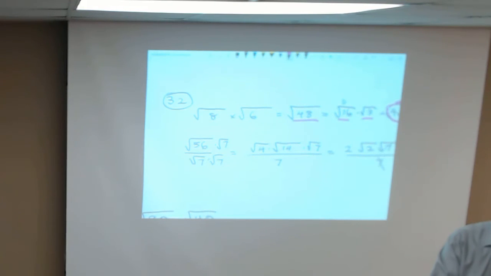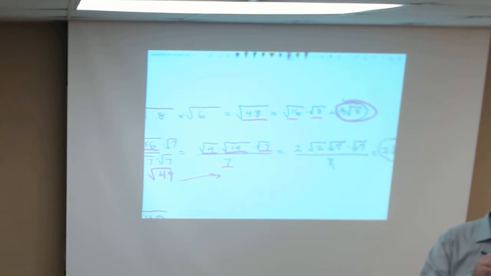Divide. Well, before I divide here, I'm going to rationalize the denominator, just so I get that done early on. So now I have 56, which is the same as square root of 4 times the square root of 14, and then the radical 7, and then underneath is just 7. Because 7 times 7 is the square root of 49, and the square root of 49 is 7.